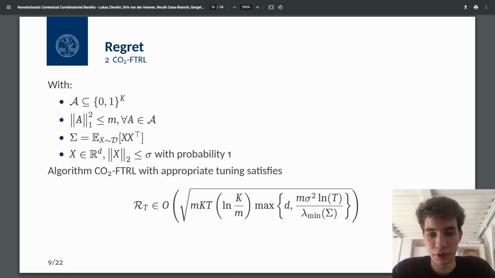Right. And then the regret for CO2 FDRL is going to be of this form, where k is going to be the length of the vectors in our action set. M is going to be an upper bound on the ones in the vectors in the action set. Capital Sigma is going to be the covariance matrix of the context, and lambda min of capital Sigma is going to be the smallest eigenvalue of that covariance matrix. Small sigma is going to be a bound on the context vectors, and capital T is the number of rounds we are playing.